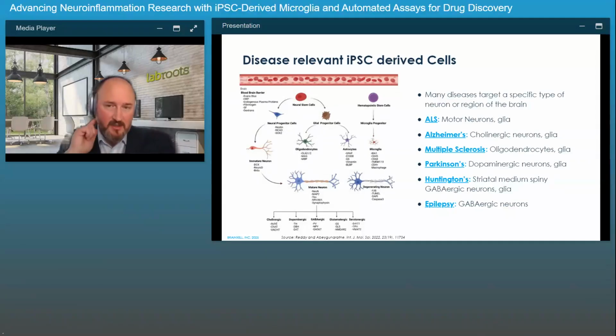And one of the cells that really kind of crosses all of these can be microglia, because these are a neuroimmune cell. And so the disorder that somebody is working on can really dictate which cell type they want to be using, whether it's motor neuron or glutamatergic or dopaminergic.